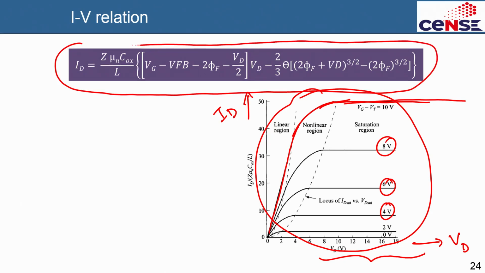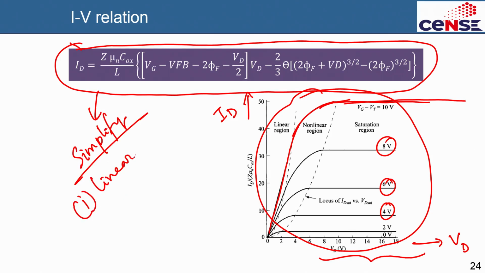This current was derived in the last lecture, and this is the main expression of the current. But remembering this expression or using it to solve any problem is very difficult. So we said we'll simplify this expression. We'll have one expression for the linear regime, this part, and then we'll have one expression for the saturation regime, when the current saturates. So the current saturates here.